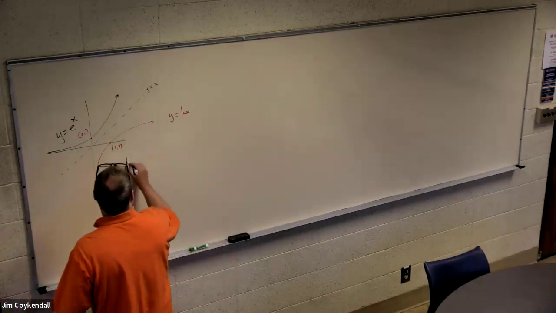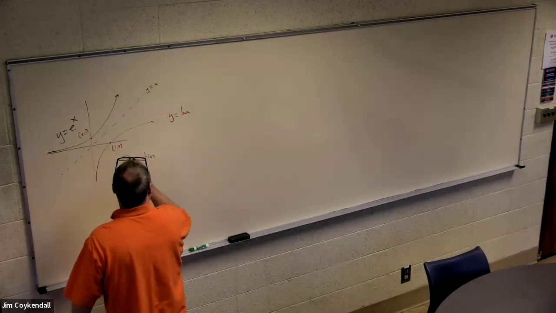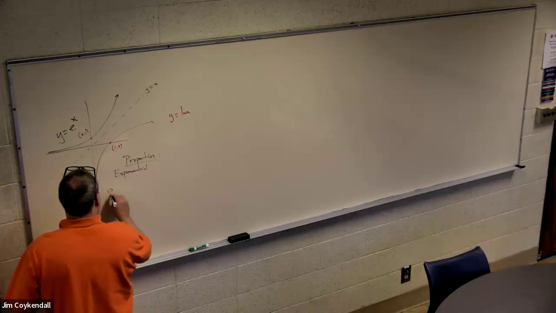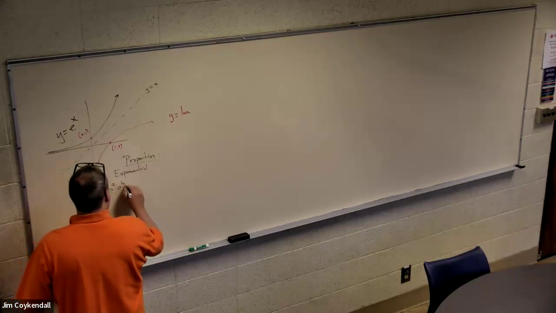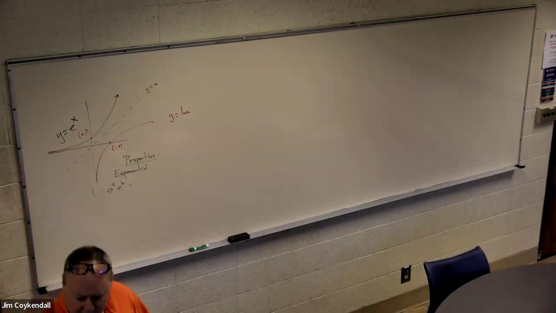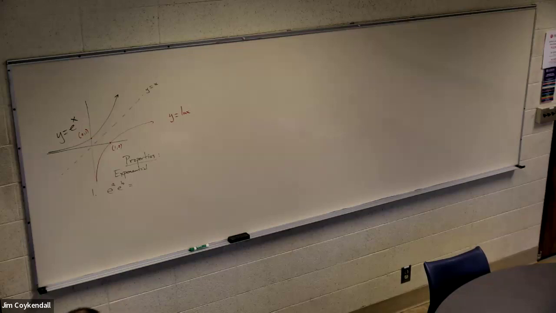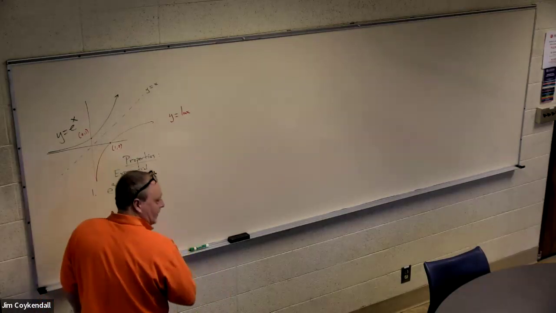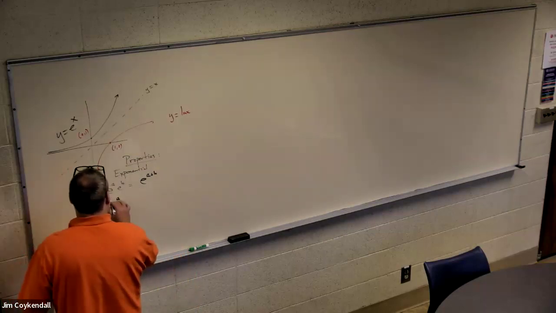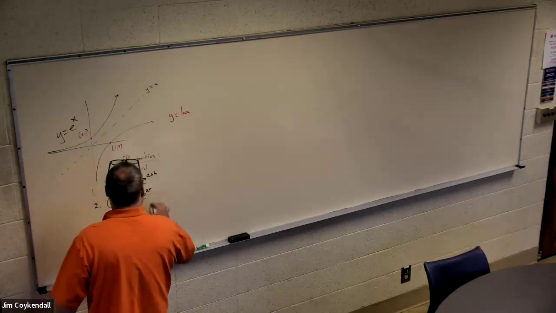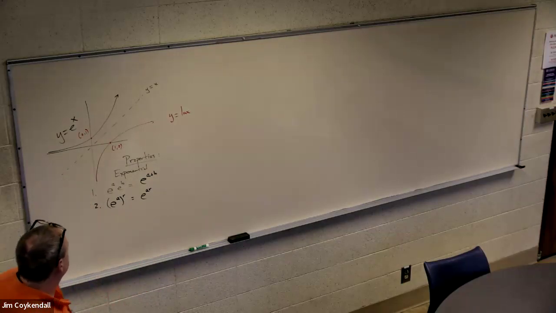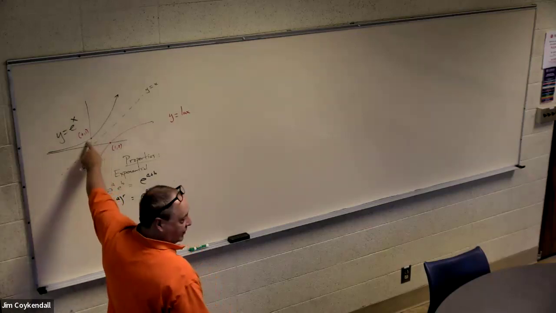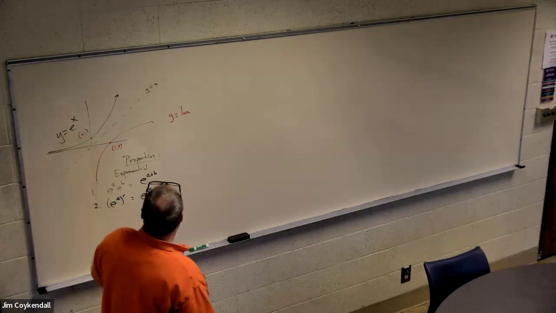Let's recall some properties. Anybody know what this one is? e to the a times e to the b. And from this also, it follows that e to the 0 is 1. And you can see this on the graph, because if you plug in x equals 0, e to the 0 is 1.